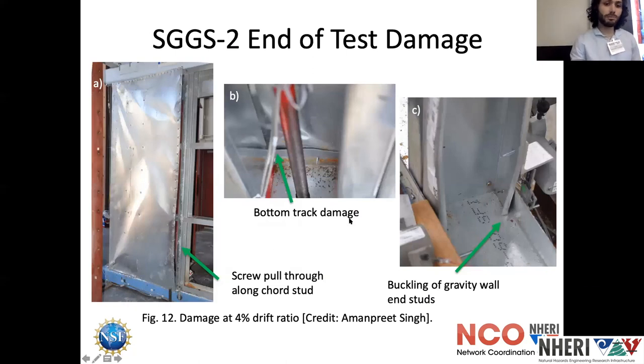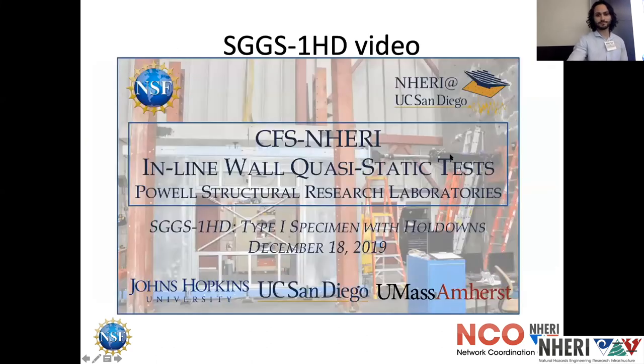At the end of the test, we can observe a complete pull through of the sheet. We can also observe some bottom track damage, and we can also observe buckling in the studs.